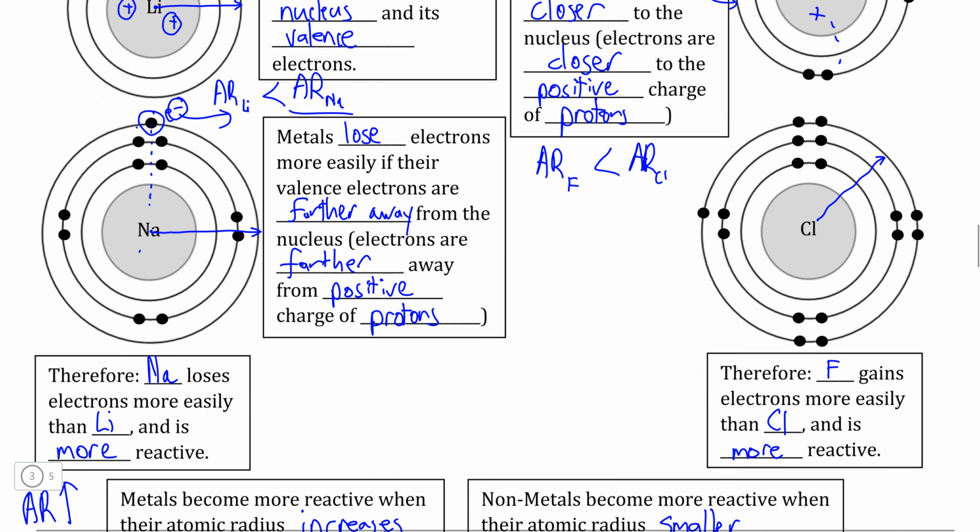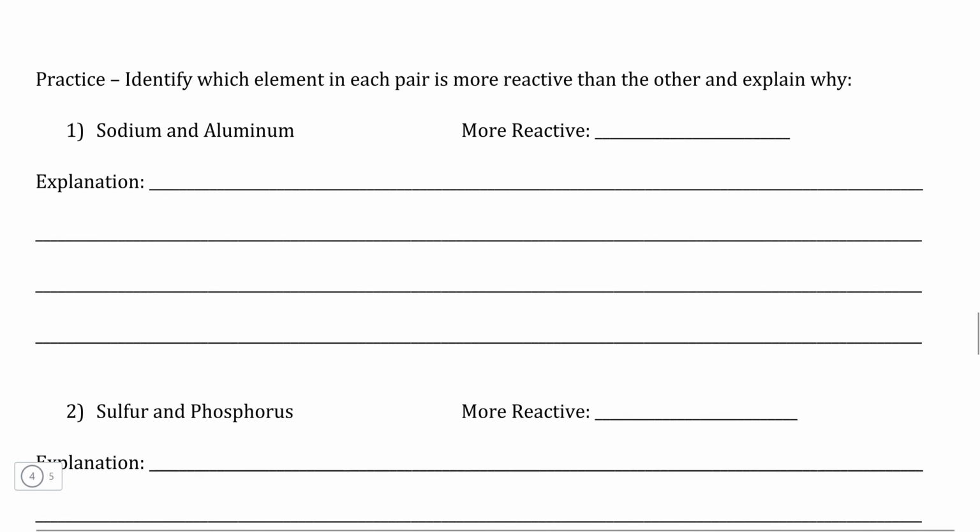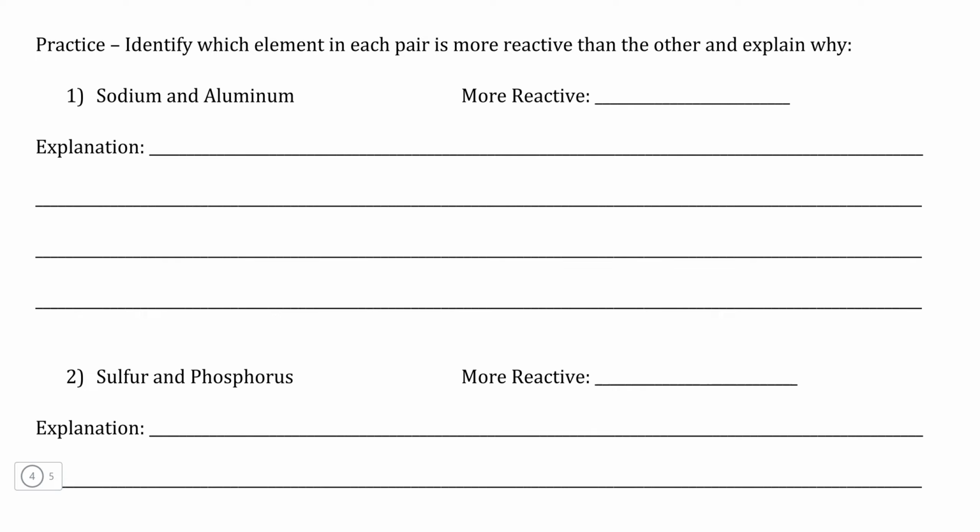This concludes our introductory series on chemical reactivity. So what you can do now to test your knowledge of the influence of both valence electrons as well as atomic radius, below you can try the practice problems where you are given a pair of elements, and all that you need to do is select the element that you believe to be more reactive than the other and provide some sort of explanation that either connects to valence electrons or that connects to atomic radius in order to justify which of the two elements is the more reactive of the pair.